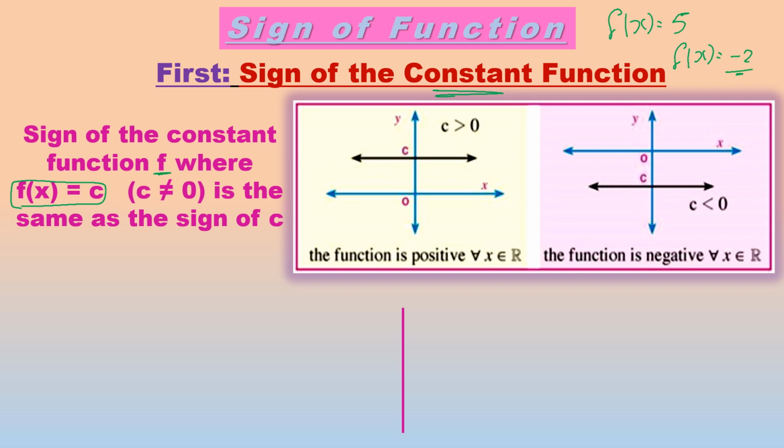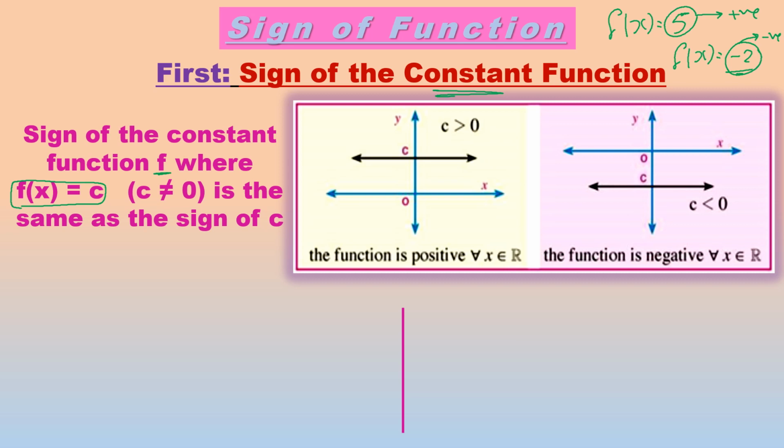So to find the sign of the constant function, we will find the sign of the constant. For example, f of x equals 5, its sign is positive, so the function is positive. F of x equals -2, its sign is negative, so the function's sign also will be negative.